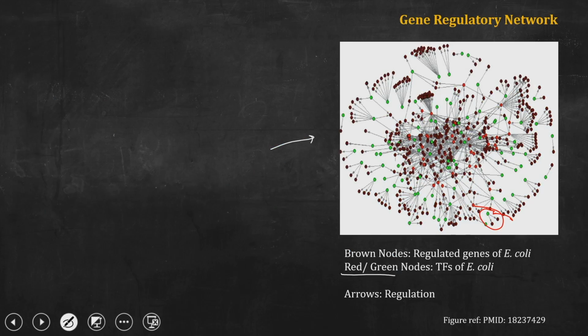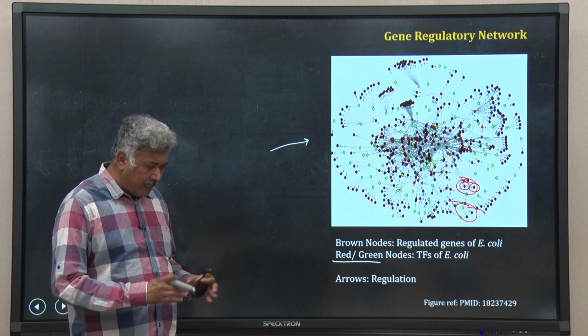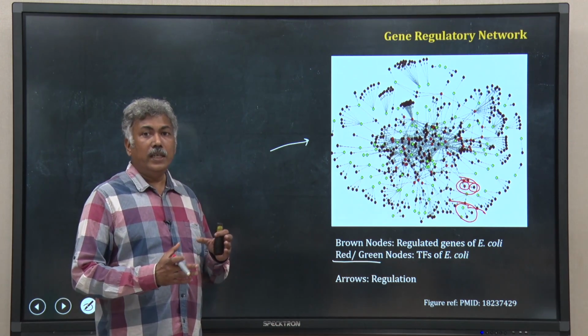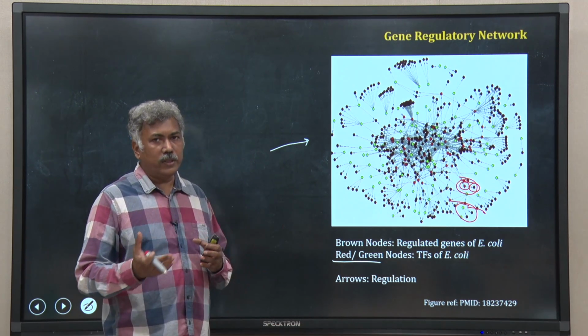Whereas, if you see this red one, this red one is a transcription factor, it is controlling the expression of this brown one, but at the same time this red one is controlled by a green transcription factor. So, that is how in this directed graph we are representing in E. coli gene regulation which gene is controlled by which transcription factor.